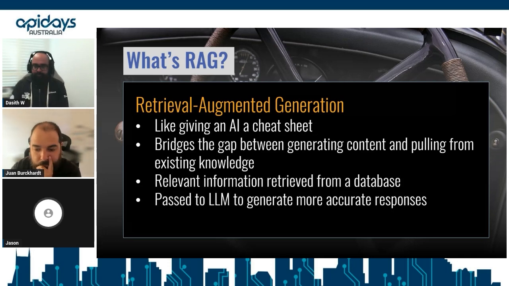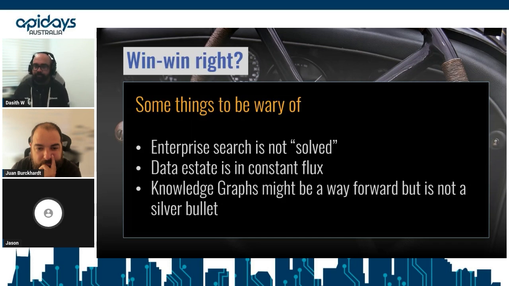So that's where RAG comes in. RAG is a really cheap, really fast way to go from zero to hero. It's basically like giving your LLM a cheat sheet on the information relevant to the query or the prompt that the user has given. It bridges the gap between having an LLM that's all knowing and providing it with existing knowledge from your internal data sets. And it sounds all rosy and pretty simple and straightforward, right? But there are a couple of things you need to be wary of.